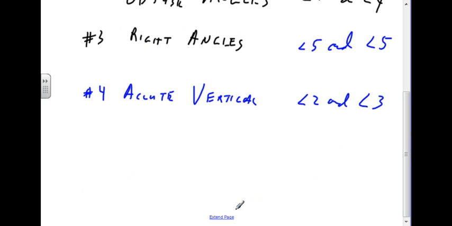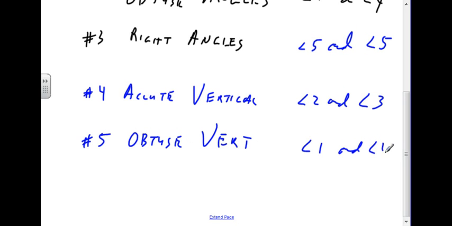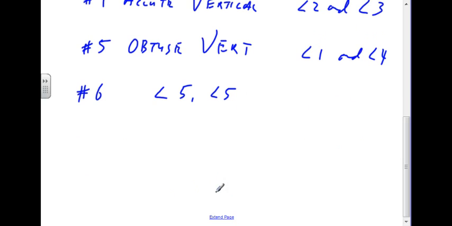Number 5. Name 2 obtuse vertical angles. Obtuse, vertical. 1 and 4. Number 6. Name 2 angles that form a straight line. All right. 5 and 6 form a straight line. But 1 and 3 do, and 2 and 4 do. So I have no multiple choices there.